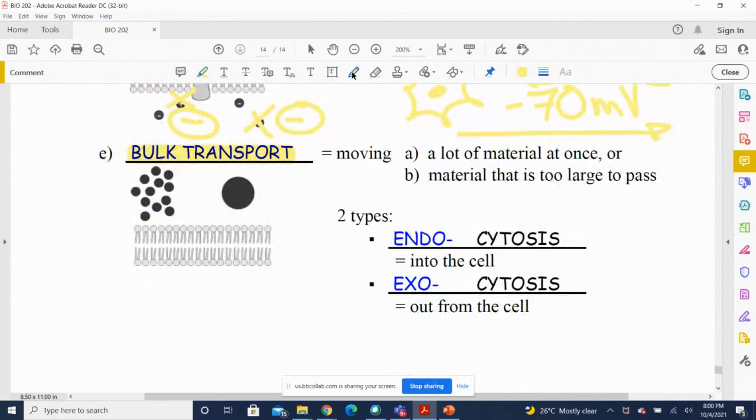In bulk transport, we now use vesicles to move materials. This can be because we either need to move a lot of material or the material is too large to pass the cell membrane. It could be either into the cell, in which case it was endocytosis, or out from the cell, in which case it was exocytosis. So these are the two types of movements of materials, either in or out of the cell.